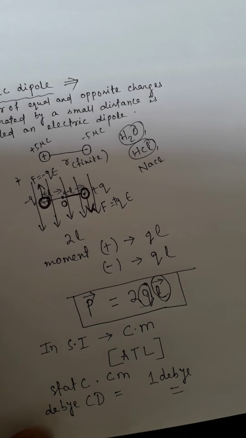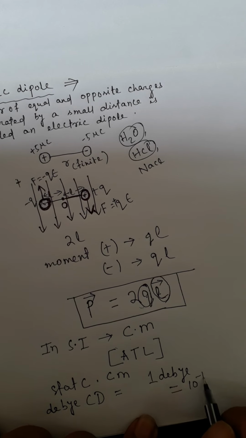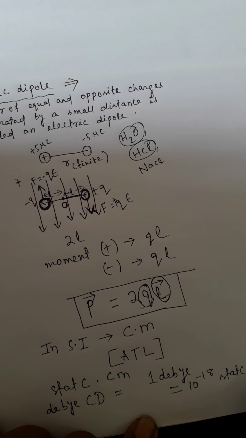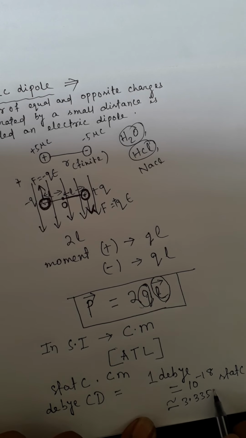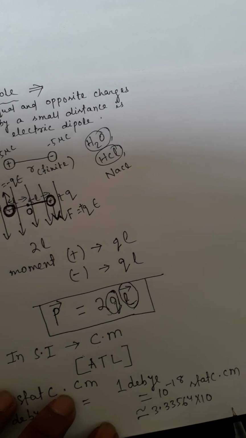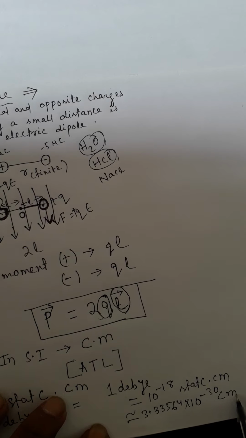if we compare it with the CGS unit, that is statcoulomb centimeter, then 1 Debye is equal to 10 to the power minus 18 statcoulomb into centimeter, or it is nearly equal to 3.33564 into 10 to the power minus 30 coulomb meter.